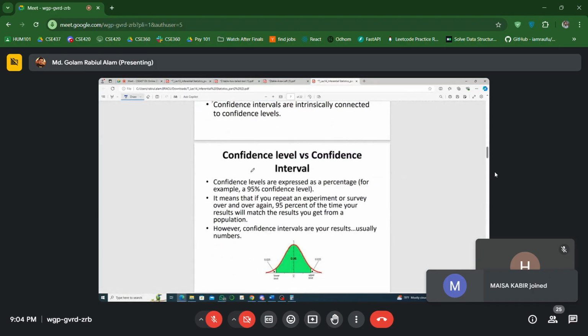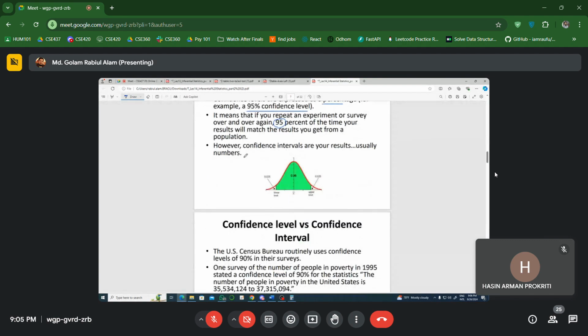So here, confidence level and confidence interval. Confidence levels are expressed as a percentage. For example, a 95% confidence level means that if you repeat the experiment or survey over and over again, 95% of the time you will get within this interval. Okay.